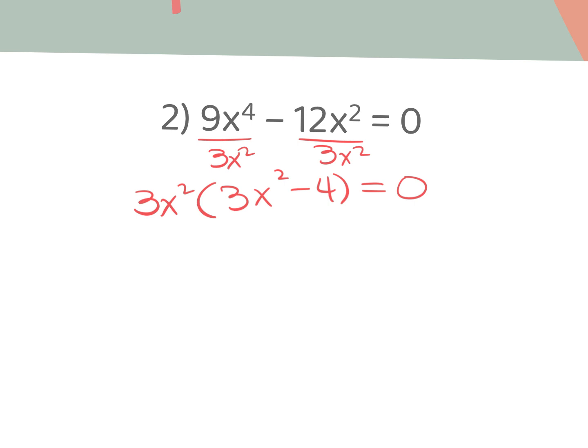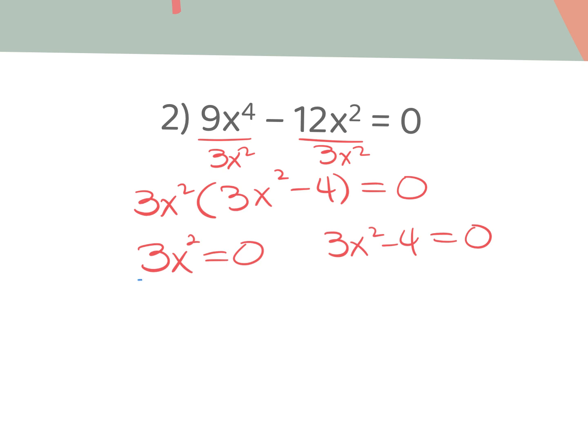What remained after the division is not the difference of 2 squares, so I'm finished factoring here. So now I take each factor, set them equal to 0. So the 3x squared equals 0. The 3x squared minus 4 equals 0. And now I'll begin my solving process.